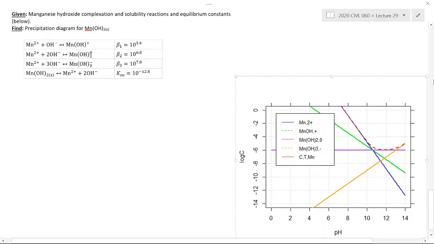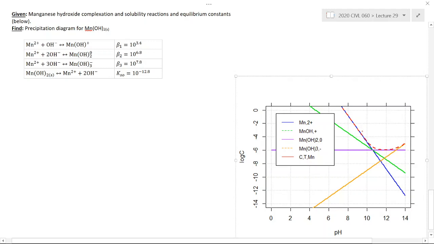In the previous videos, I showed how to derive the lines that are drawn on a precipitation diagram for manganese hydroxide solid. In this video, I'm going to explain how to interpret the graph. On the right here, I've shown the graph that I generated using our software. I did add one line, which is at the bottom. I added a line for the total manganese, which is just the sum of all the other species, and that's shown as a dashed line here on my plot.